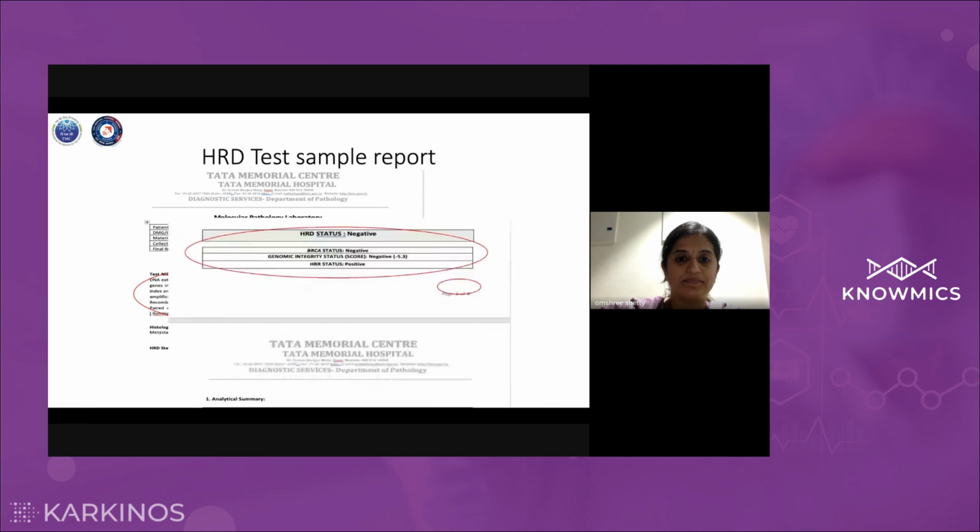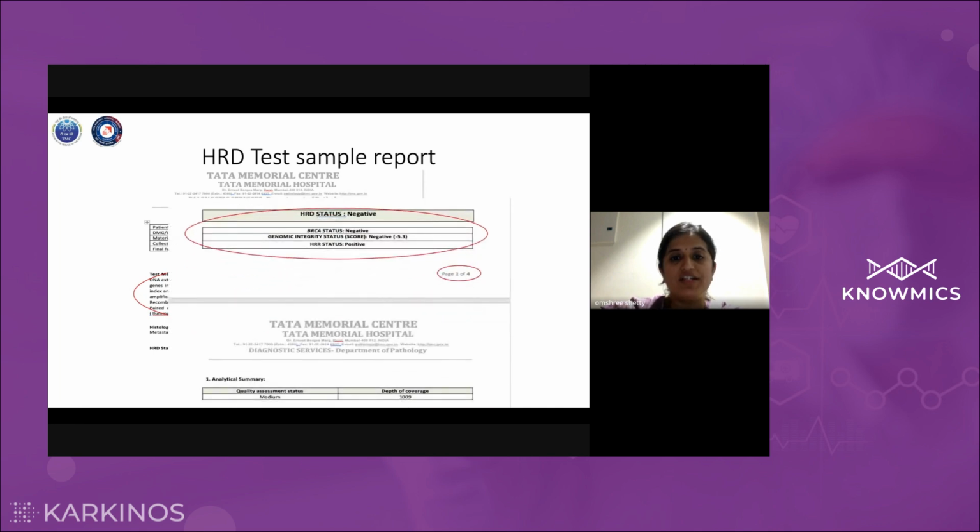Next, please. The HRD status we have given for this specific case is negative. Why? BRCA status is negative, the genomic integrity status is negative, and HRR status is positive, which means one of the HRR pathway genes is positive, but still this test would be HRD negative. Next, please.